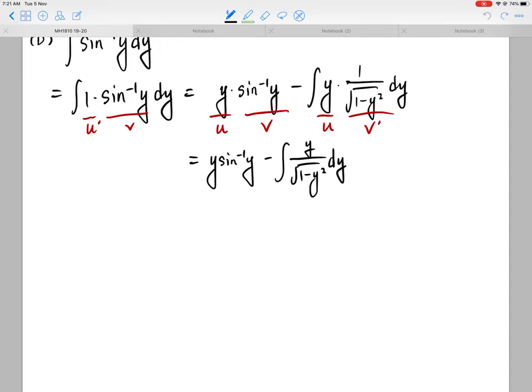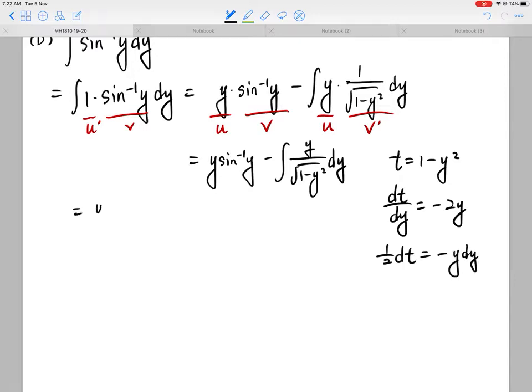So let's give it another name. Let's call it t. t equals 1 minus y squared. dt over dy is negative 2y, which means you have here negative y dy. So half dt is negative y dy.